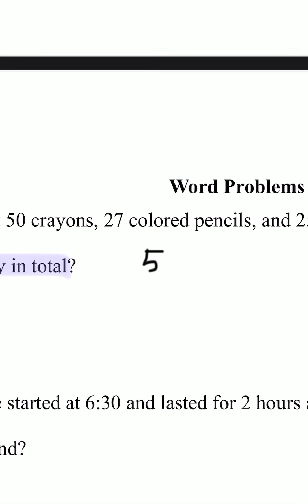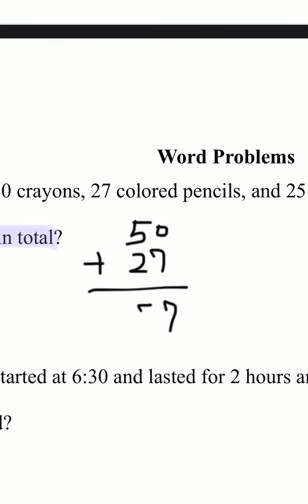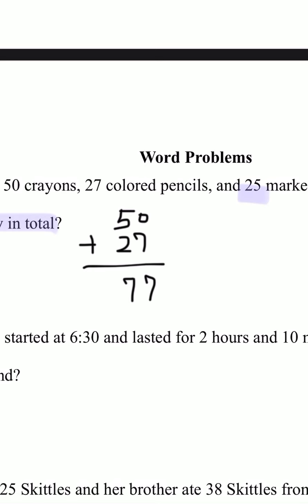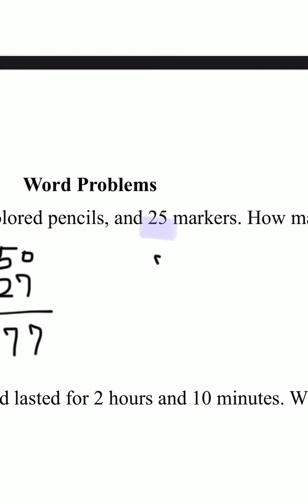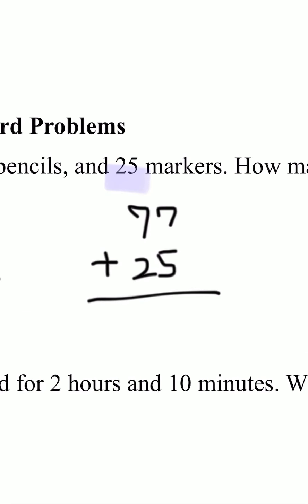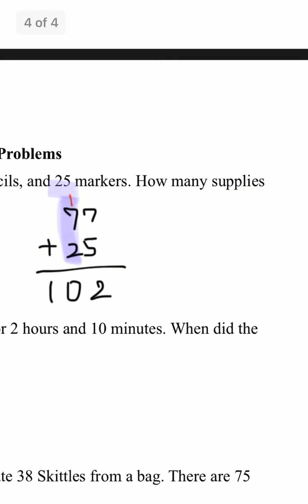So 50 plus 27, 0 plus 7 is 7, and 5 plus 2 is also 7. So now we're going to be adding 25 to 77, so 77 plus 25. 7 plus 5 is 12, so the 1 goes up and the 2 goes down. Now we're adding these 3 numbers. 1 plus 7 is 8, and 8 plus 2 is 10. So we have 102 supplies in total. Okay?